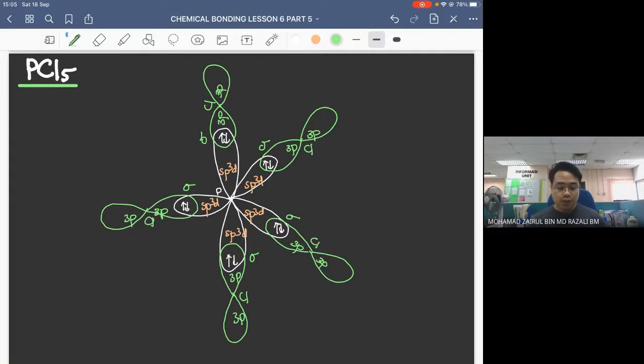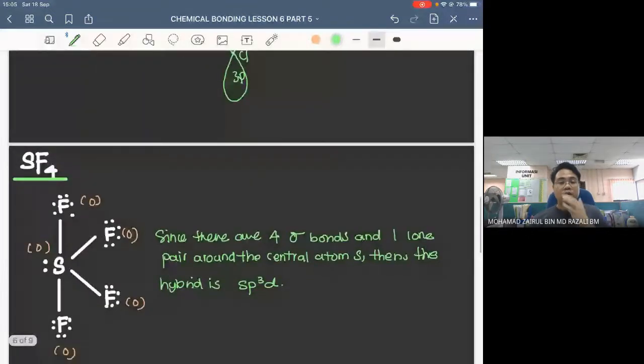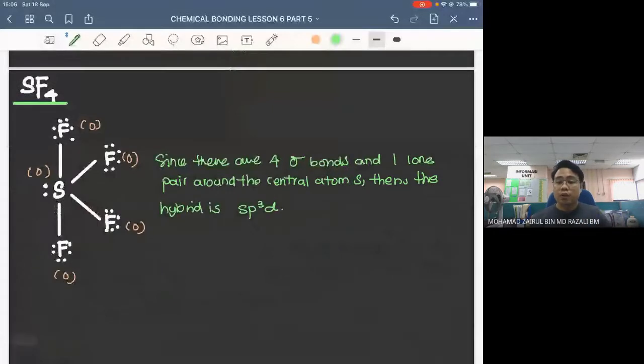Okay, proceed to the next example, which is SF4. So if we draw the structure of SF4, the geometry is going to be distorted tetrahedral, or also commonly known as seesaw. If you count the number of sigma bonds, we have 4 sigma bonds around the central atom and 1 lone pair, so the total is 5. So if the total is 5, then the hybrid is going to be sp3d hybrid around the sulfur atom.